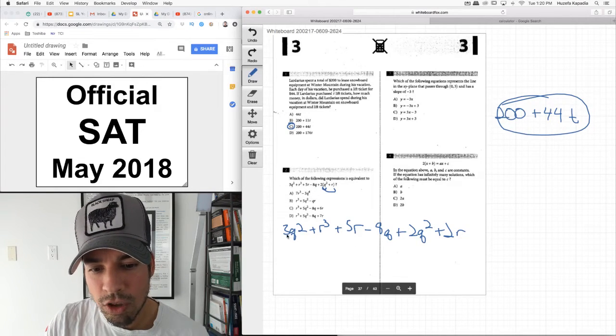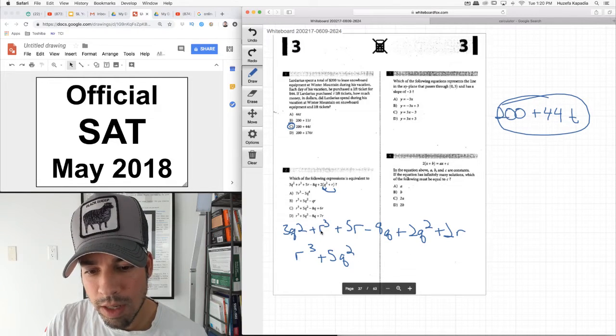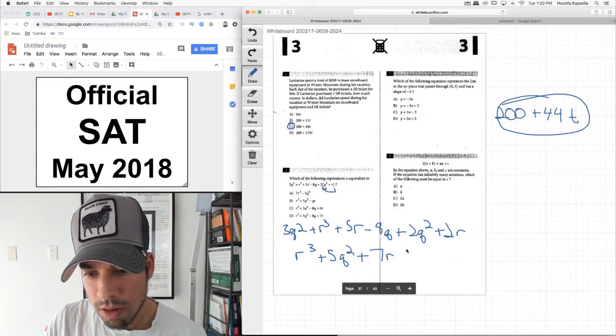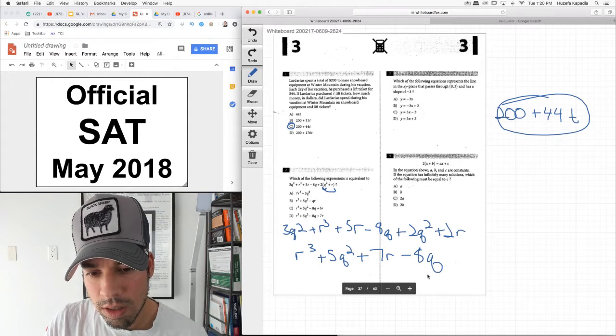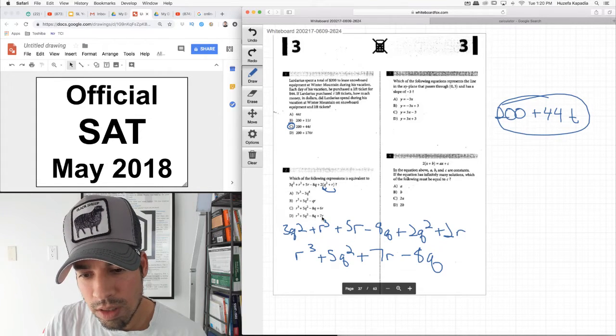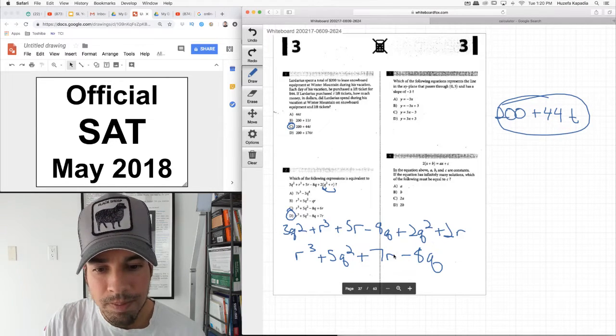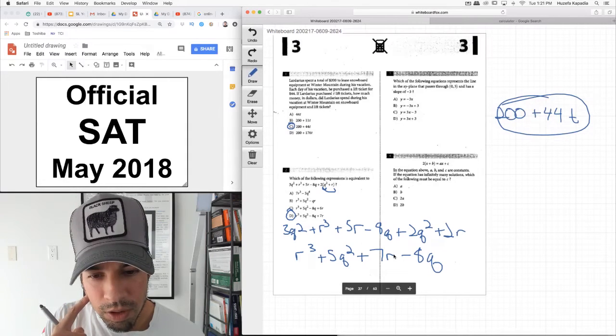And then we're going to combine like terms, which is 3q squared and 2q squared. I'm going to put the r cubed at the front plus 5q squared, right? Then we've got 5r and 2r makes 7r, so plus 7r minus 8q. R cubed plus 5q squared plus 7r minus 8q, it's this one, D. They just switch the order of these two terms, which is totally fine. It can go in either order, it doesn't matter. I'm just making sure, yeah, it's 7.